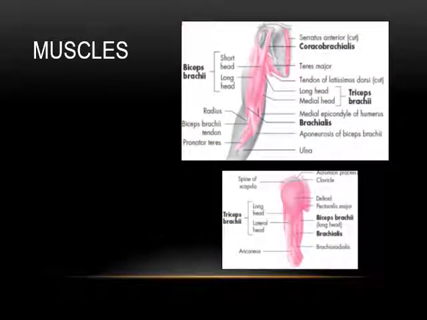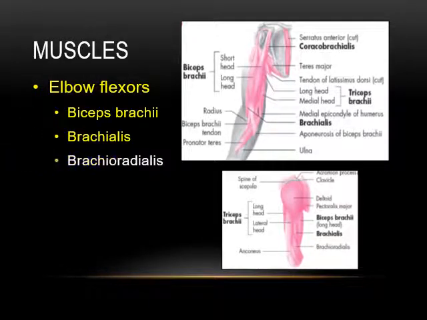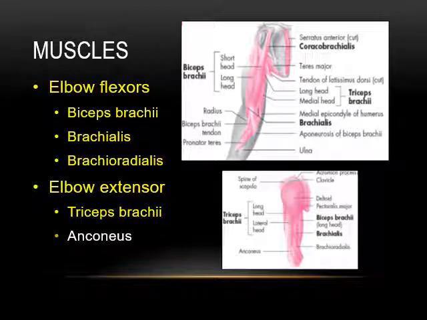So from a muscular standpoint, the elbow and radioulnar joints are actually probably a much simpler joint in regards to the muscles, just because there's not quite as much movement that takes place. So you have your elbow flexors, and you can see them in the picture. You have the biceps brachii, the brachialis and brachioradialis, and then you have your elbow extensors. You have the triceps brachii and the anconeus, and you can see those in the picture as well.